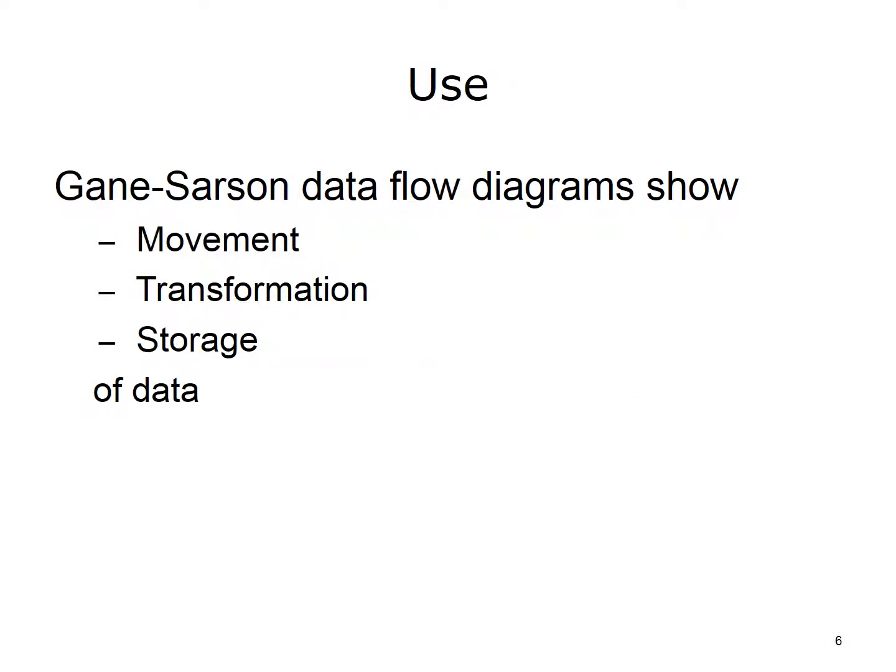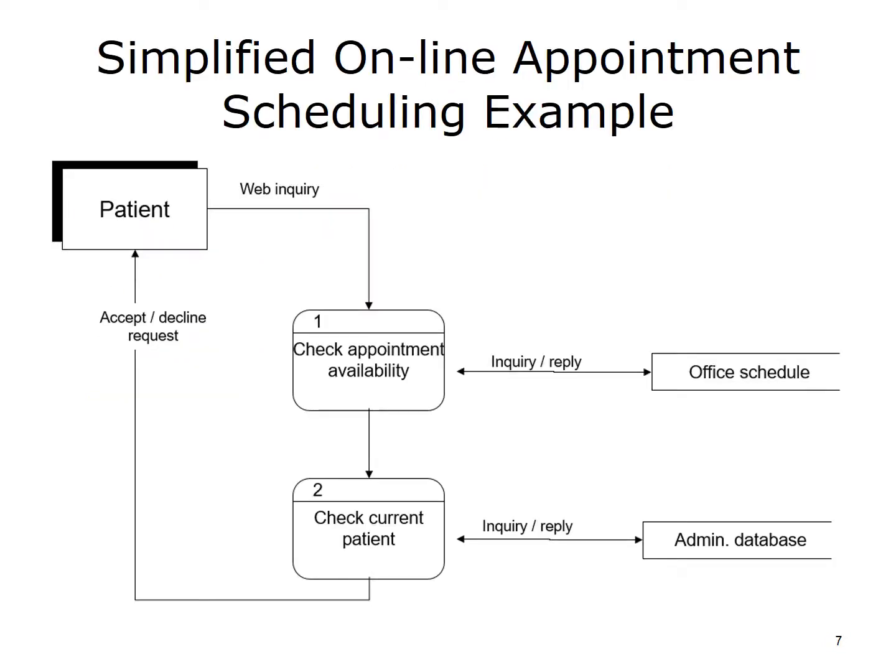Gane-Sarson notation is specific to data flow diagrams which show the movement, transformation, and storage of data. This is an example of a simplified online appointment scheduling Gane-Sarson diagram. The diagram describes a data flow where a patient enters a web inquiry which generates 2 checks against different databases, after which the information, including an option to accept or decline the appointment, is returned to the patient for acceptance.